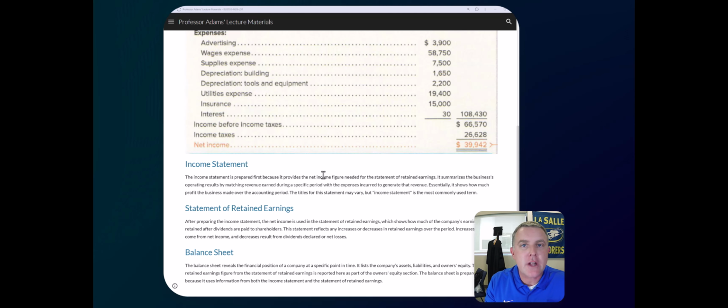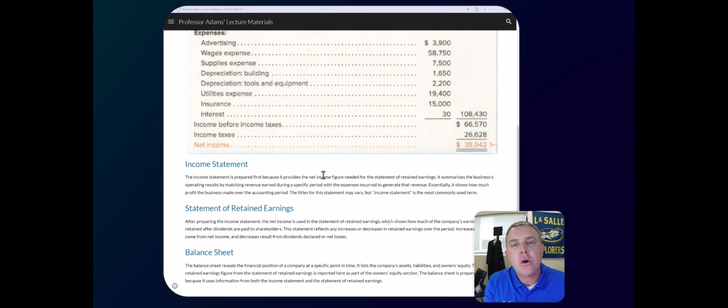Things like the sale of stock to a new investor, or buying back shares from an investor that's already out there, or income that's generated that belongs to the owners of the company, retained earnings. These are all things that would fall into equity.